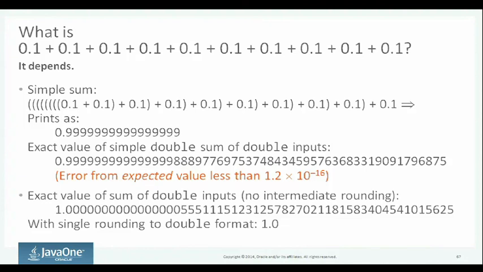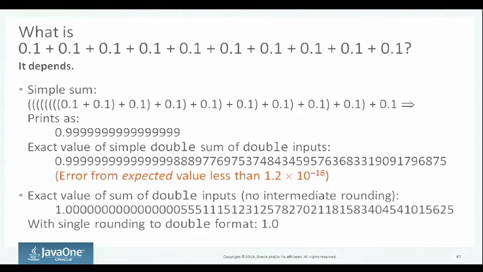All right, so let's say you add up 1/10 to itself 10 times. What do you get? Well, it depends. So if you take a simple sum like this, where you just add 1/10 to itself, and then you just keep accumulating that sum, if you print it out at the end, you will not get 1. You'll get the biggest number less than 1, 0.99999. So if you look at the exact value of that, it has an error about 1 part in 10 to the 16.